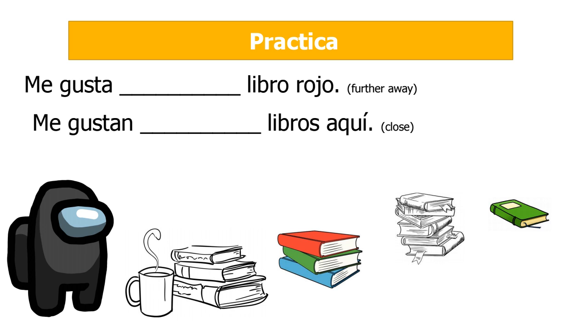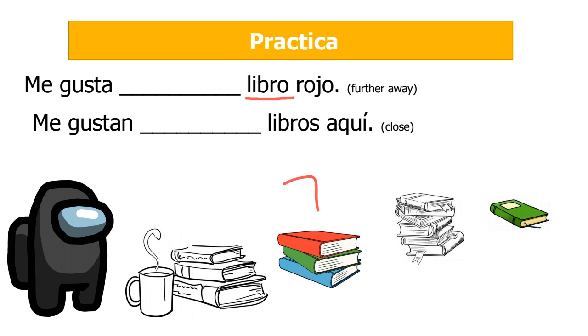I want to do a couple practice problems with you and show you what this will be like on your quizzes or tests, okay? So you're going to see a sentence like this: Me gusta blank libro rojo. And then in parentheses, further away. I'm wanting you to use a demonstrative adjective here, something like este, estos, esta, aquella, ese. You need to look at your noun, which is what comes right after the blank. So libro, book, okay? And that is masculine, right? And it's singular, okay? And then you know that we're talking about something that's further away.